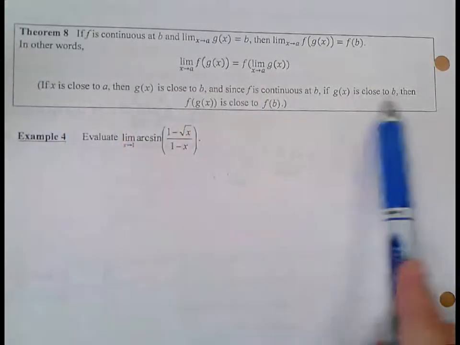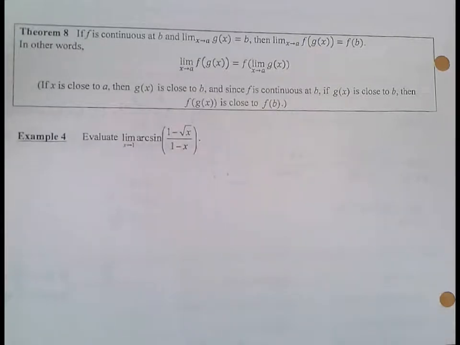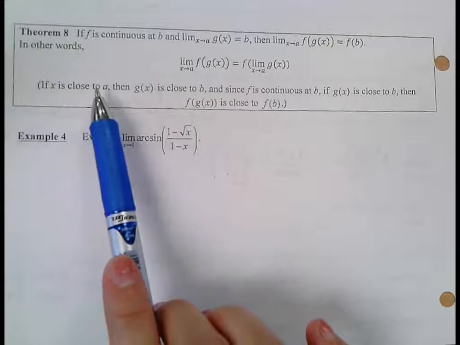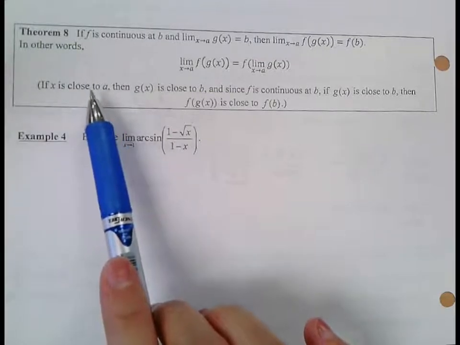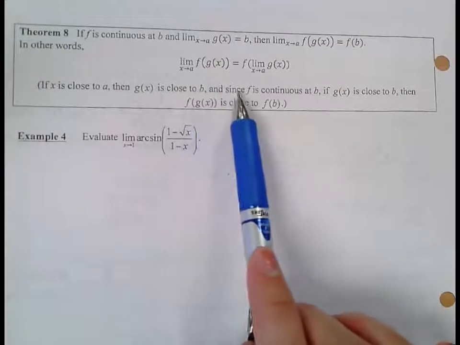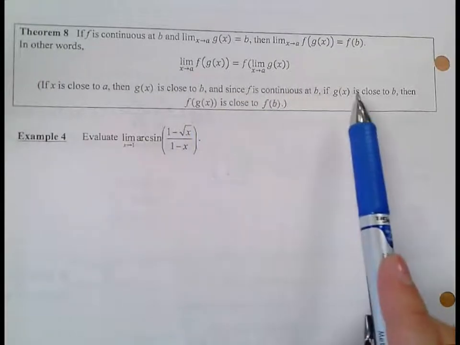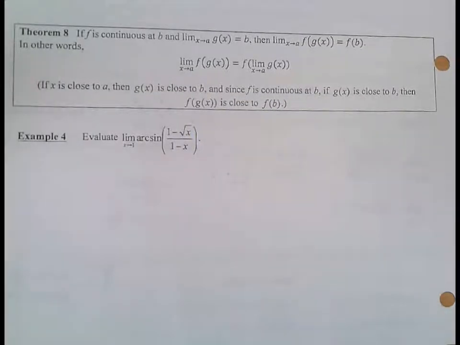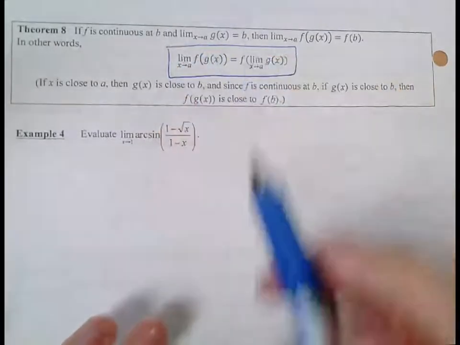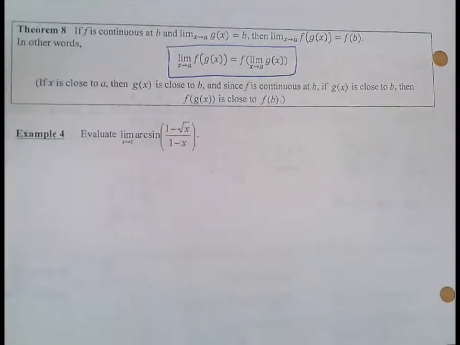And this in words is explaining why this is true. If x is close to a, and you're finding the limit of g, then g of x is close to some value b, and since f is continuous at b, if g of x is close to b, f of g of x is close to f of b. I realize that's wordy. To me, that's the part that makes the most sense. But I will show you an example how to apply this.